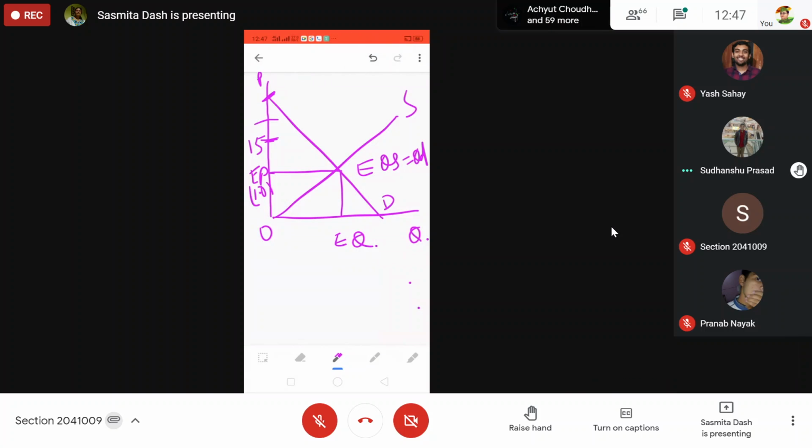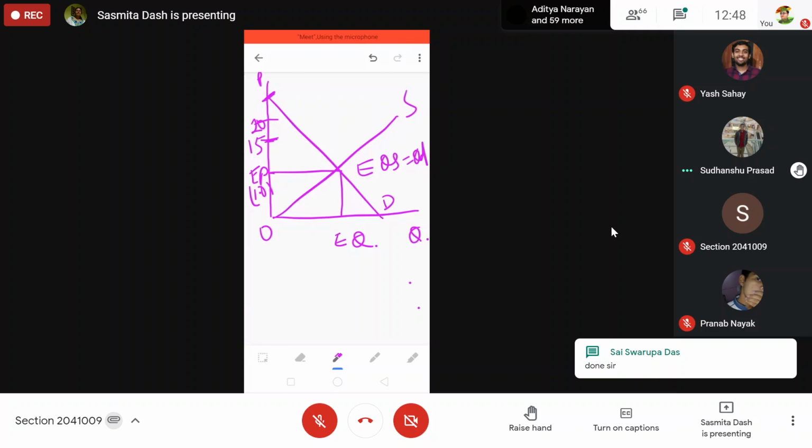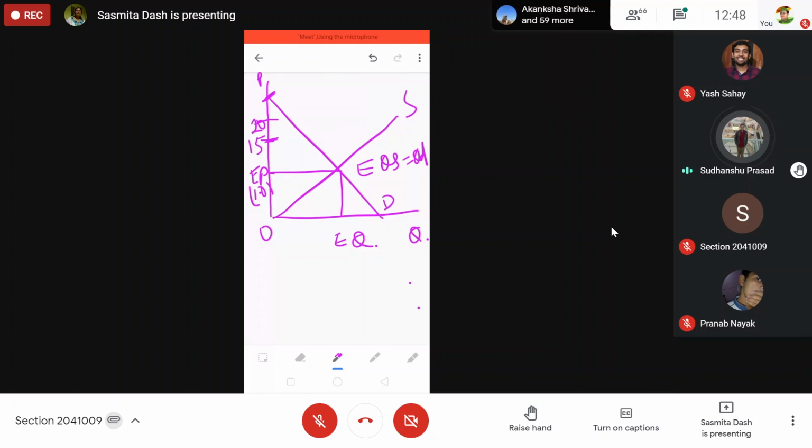Similarly, suppose a person is ready to pay 20 rupees, but he is actually paying 10 rupees, which is the market price or equilibrium price. So he is getting a surplus of 10 rupees: 20 minus 10, that is willingness to pay minus the price of the good. Similarly, a person willing to pay 30 rupees but actually paying 10 rupees is getting a consumer surplus of 20 rupees.